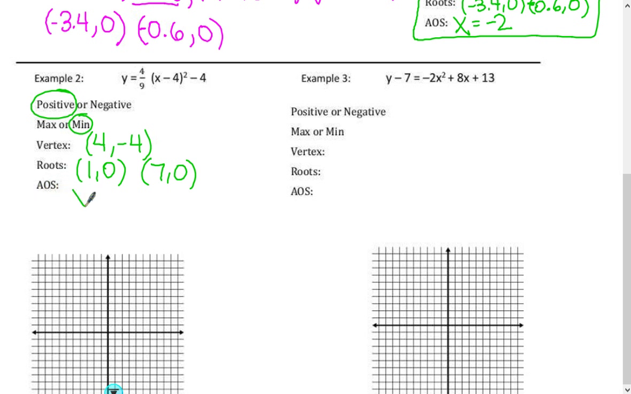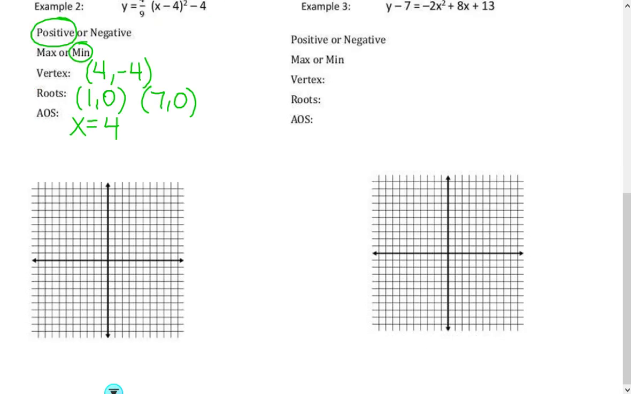Remember that your axis of symmetry comes from the x value of your vertex, so it is x equals 4. So now that I know all that information, let's go ahead and draw those things out. I'm going to start with my vertex, (4, -4), which is right here. I can go ahead and draw in my axis of symmetry. And then I want to draw in my two roots. So I have (1, 0) and 1, 2, 3, 4, 5, 6, 7, (7, 0). And then I'm going to give it a nice, pretty little curve. Make sure it's kind of a U shape like that.